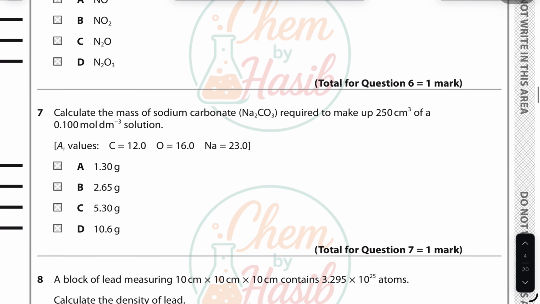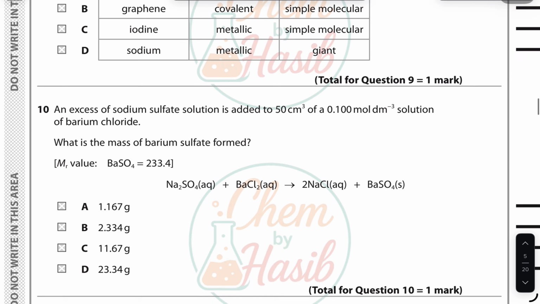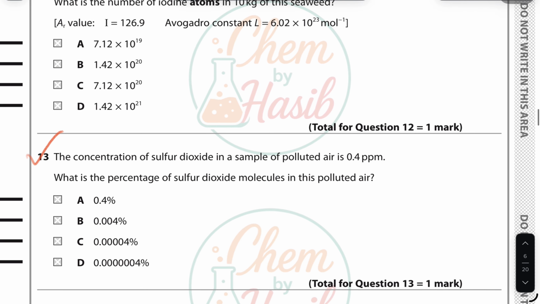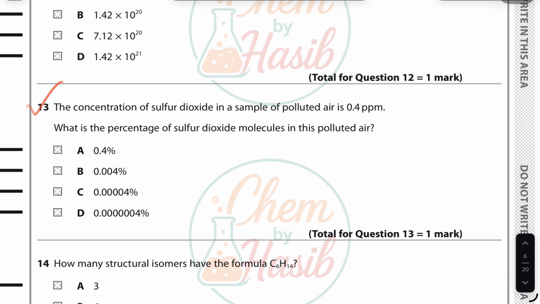Now we move on to the next question. The next question you wanted me to solve was the concentration of sulfur dioxide, number 13. The concentration of sulfur dioxide in a sample of polluted air is 0.4 ppm. What is the percentage of sulfur dioxide molecules in this polluted air?